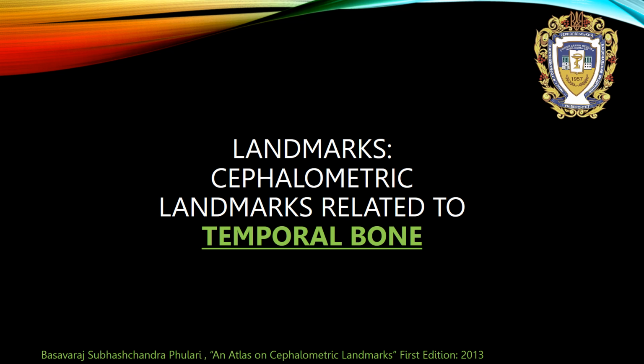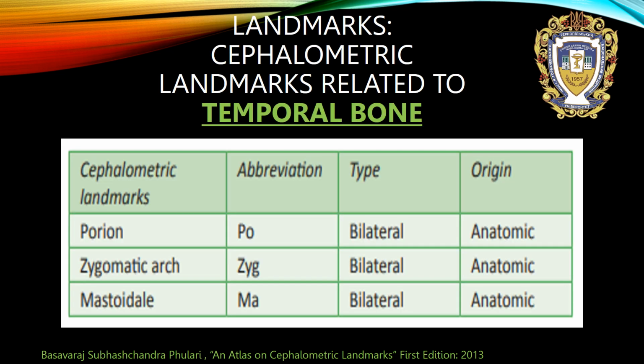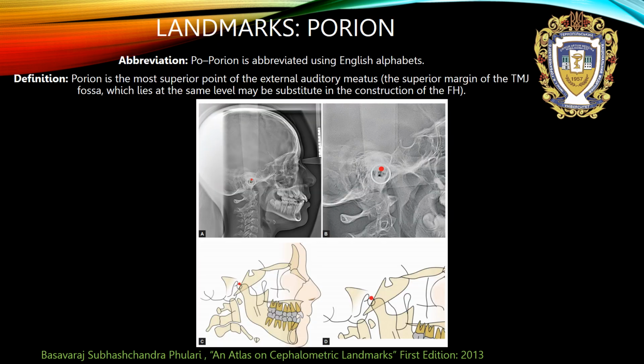Landmarks related to temporal bone. There are only 3 points too: porion, zygomatic arc and mastoidale, and the most important is porion point, the most superior point of the external auditory meatus. The superior margin of the temporomandibular joint fossa, which lies at the same level, may be substituted in the construction of the Frankfurt horizontal line.